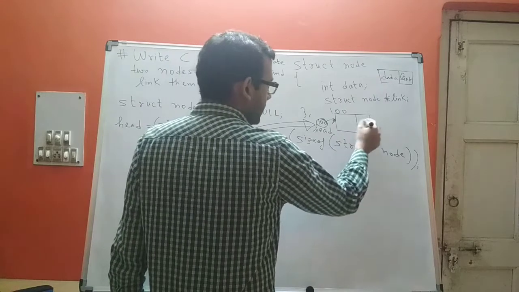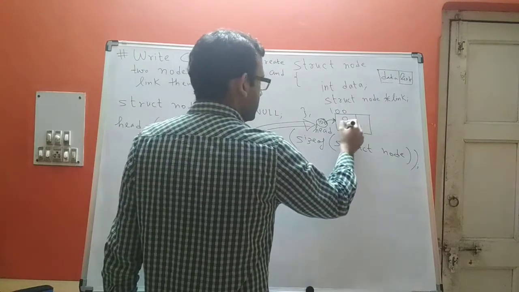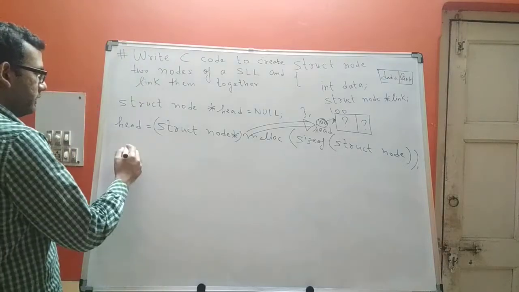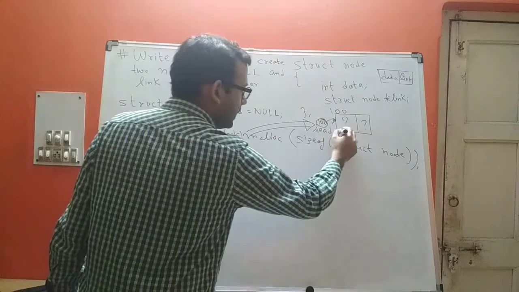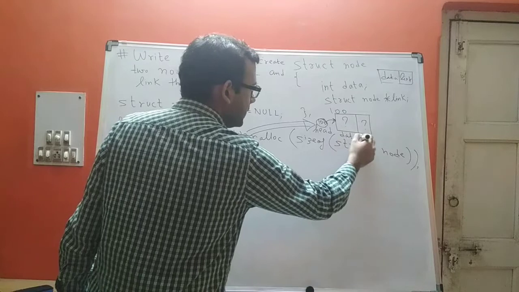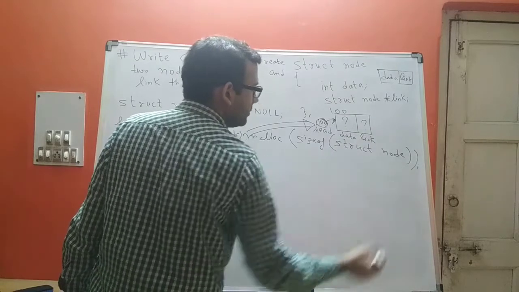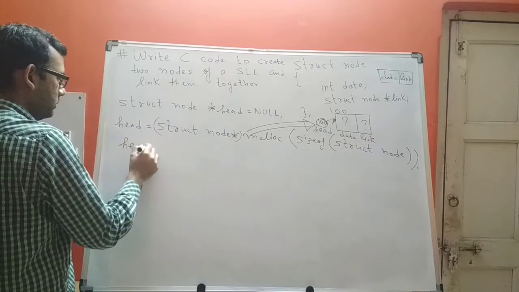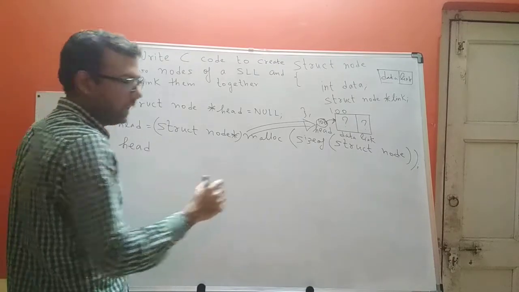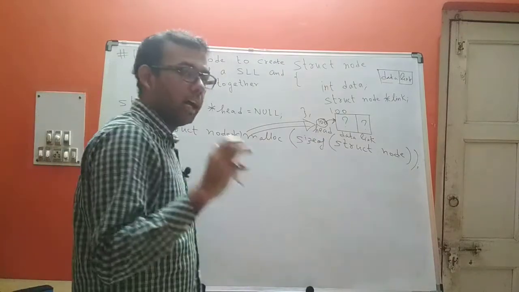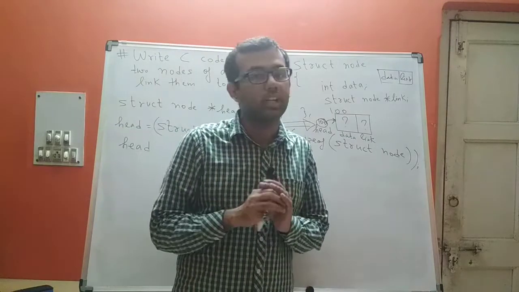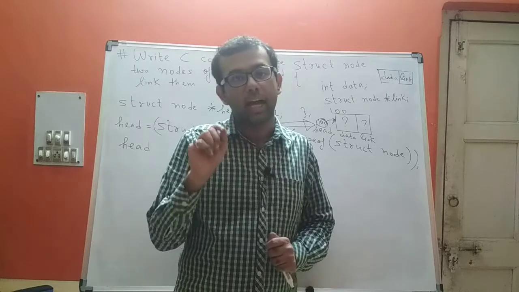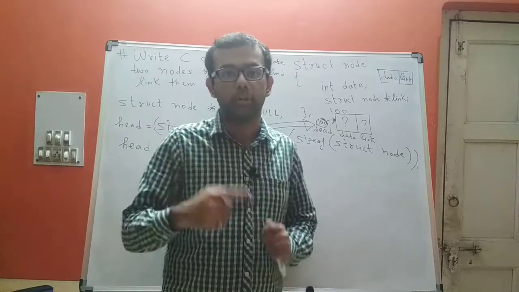Now there is a data part and there is a link part which have unknown values because I haven't given them any values myself. So how do I access the data part? This is the data part and this is the link part. How do I access the data part? I access the data part through the pointer, right? I'll always access a node through a pointer because a node does not have a name. Since a block of memory does not have a name, I have to access it through a pointer.